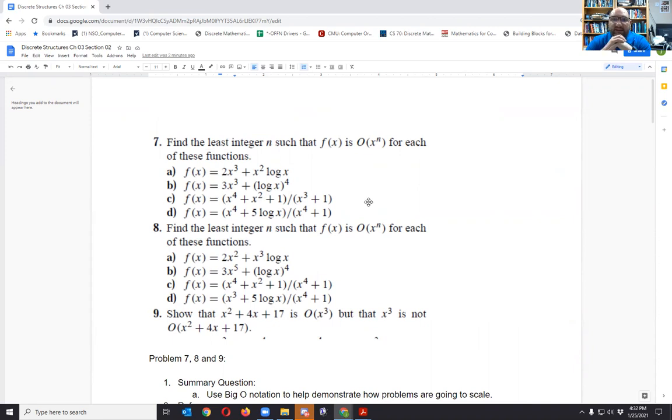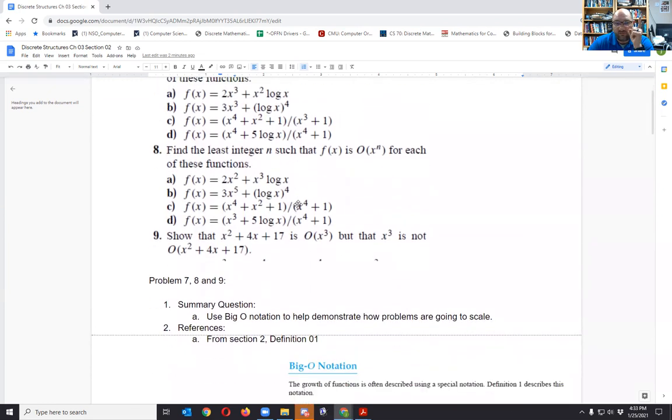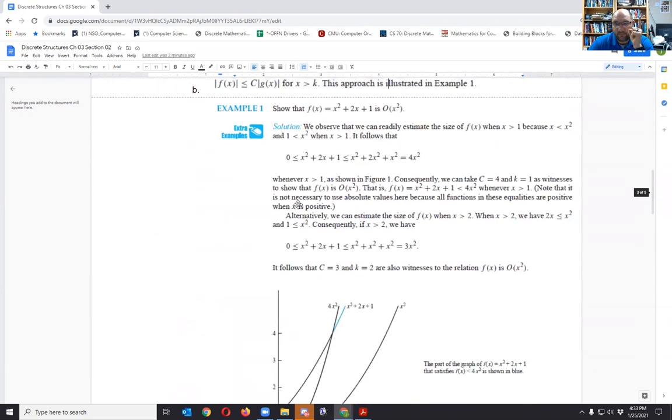This is a bunch of gunk. We've got x to the fourth plus x squared plus 1 divided by x cubed plus 1. Okay, hand waving aside, I think this is going to be x to the fourth divided by x cubed. So x to the fourth, 4 minus 3 is 1. So I'm going to say n in this case can be 1. And I'm guessing they still use 1 and 4. Let's go check the answer that they give.